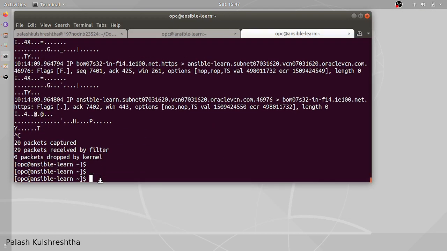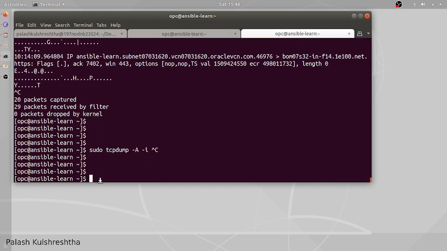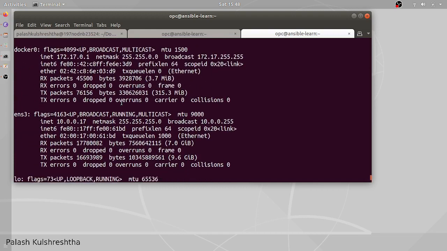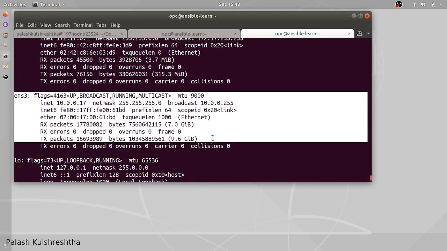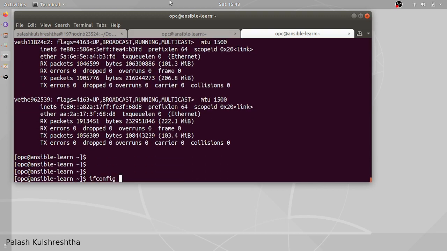And the command for tcpdump is sudo tcpdump -A -i interface. To check what interface you're having, you just have to write ifconfig, which is the command to check the network interfaces and IP addresses. In this case, my interface is ENS3. So I have to write sudo tcpdump -i ENS3 -A. Capital A stands for ASCII. It is going to show you the data in ASCII format or ASCII characters.